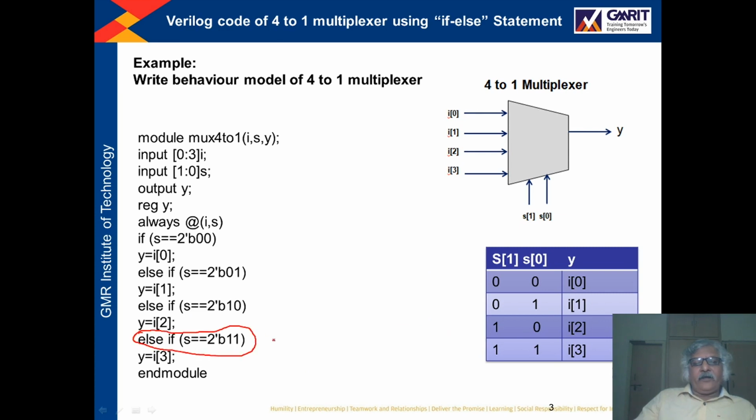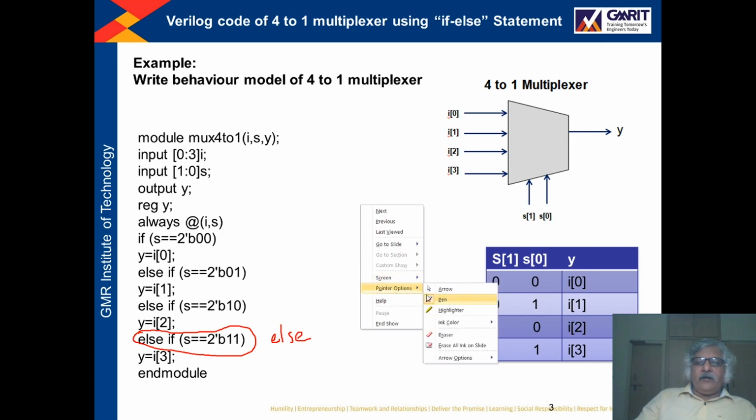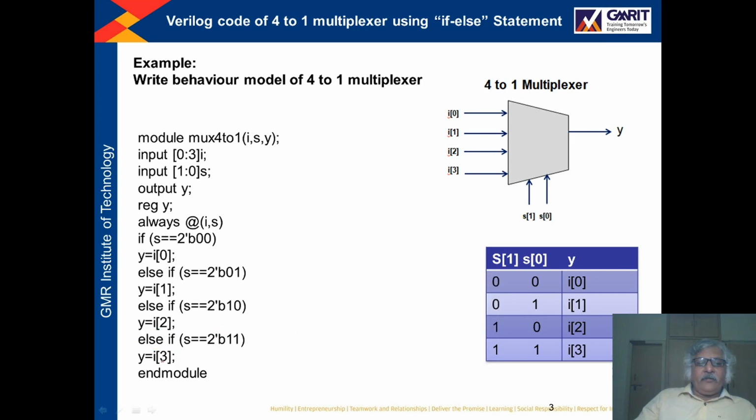In this place we can also write only else, right, for remaining other conditions. I3 is assigned to Y, right? This also you can write, or if you want, then you can write it in this way. Else if up to here, okay. Now after this you can write else.